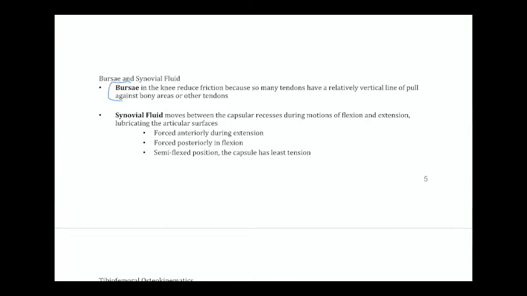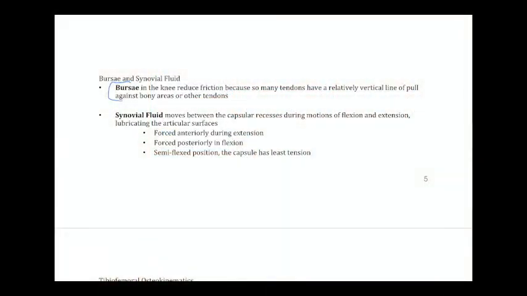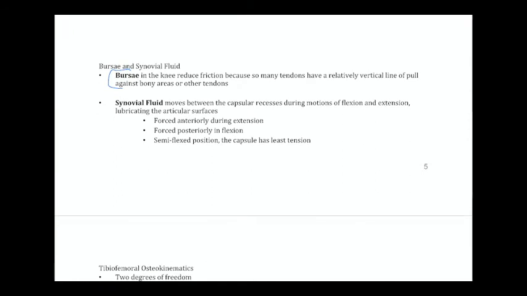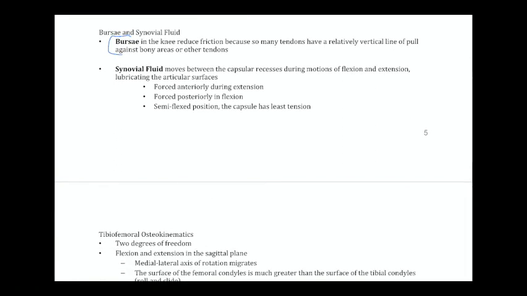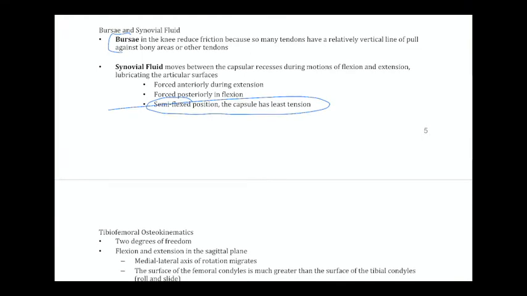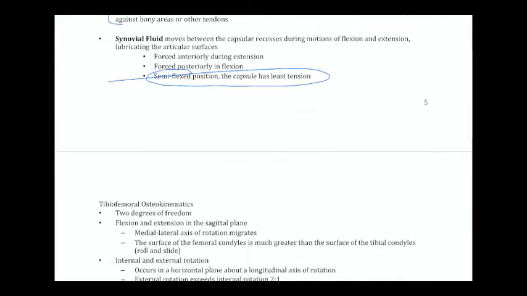Kind of like that idea in the vertebrae, as you squish one side, it gets bigger, so you have this flow of fluid as you're moving. Obviously, it happens really fast, but it is there. And then semi-flex is where it's at least tension, so it's going to be more of the open pack at that point. At semi-flex position, closed pack is going to be obviously full extension.